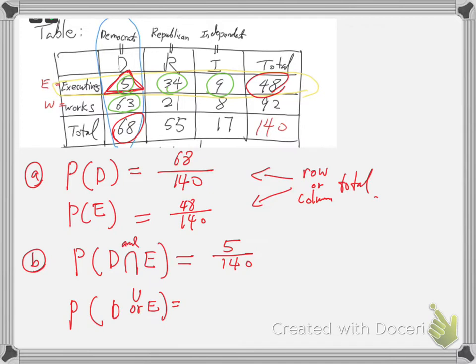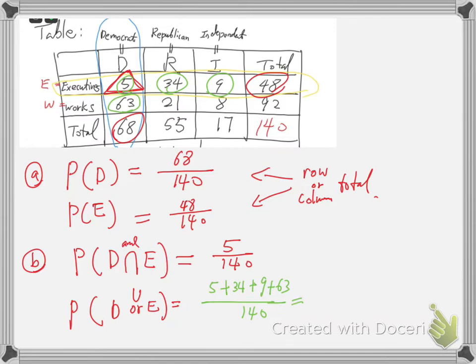They are in E, the top 3, and then the 63 in the first column, also in D. So solution 1: you could use 5 plus 34 plus 9 plus 63 divided by 140. You put everybody in column 1 and everybody in row 1, except the total part, and then you add them to get the numerator. So this is one calculation.